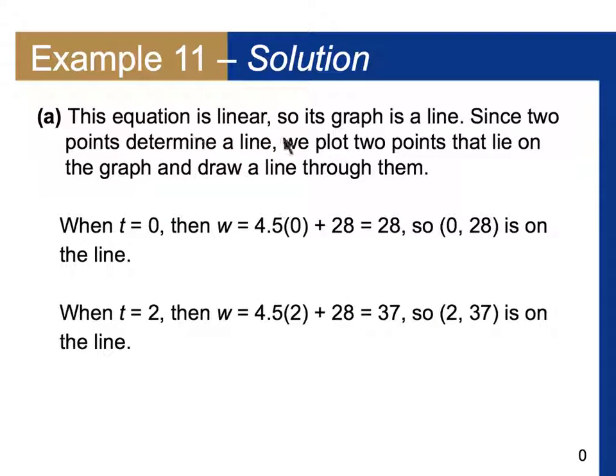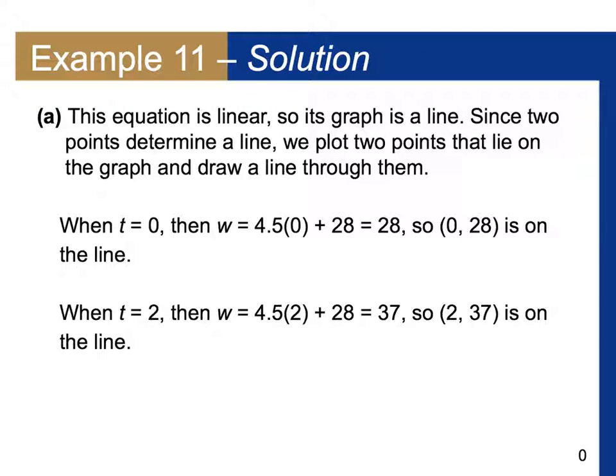Okay, so our equation is linear. This graph is a line. We should plot 3 points, and draw a line through them. Let's start when t is 0. Our water level is 4.5 times 0 plus 28, so that's just 28. So 0, 28 is on the line. When t is 2, I have 4.5 times 2 plus 28 is 37. So there's 2 points. And let's do a third point.